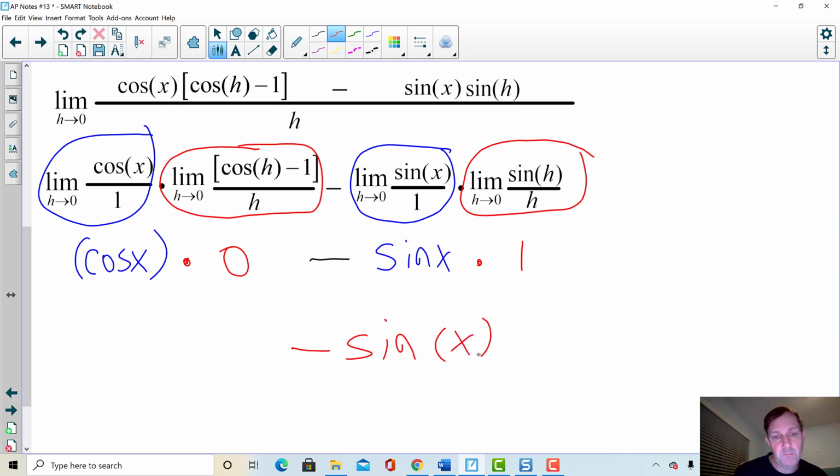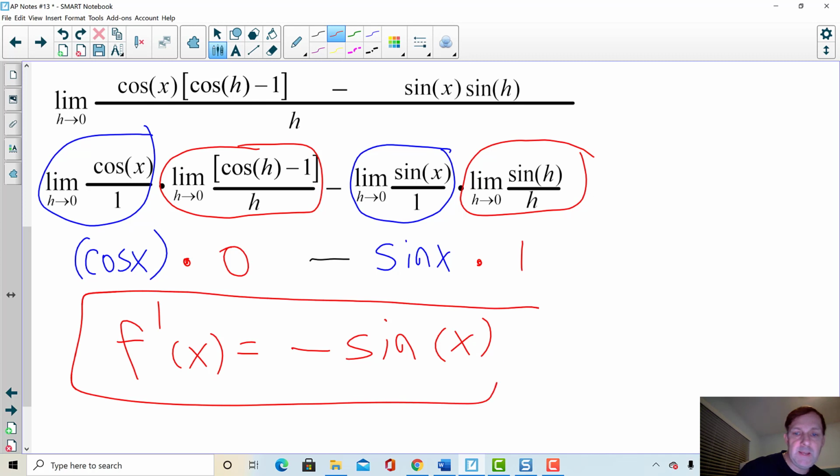Now, what does this mean? Well, it means for the cosine function that the slope at any value of x, we're going to call that f prime of x, is going to equal negative sine of x.